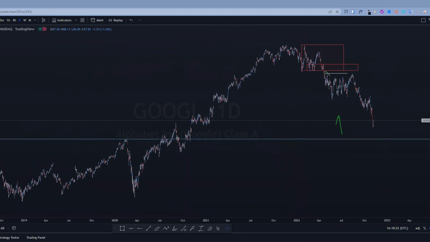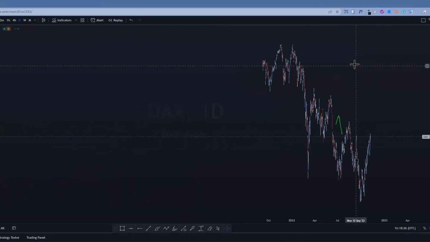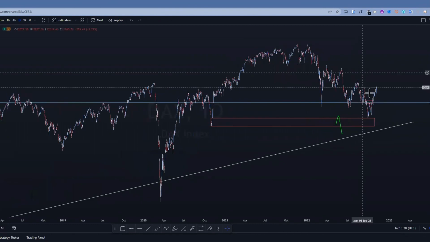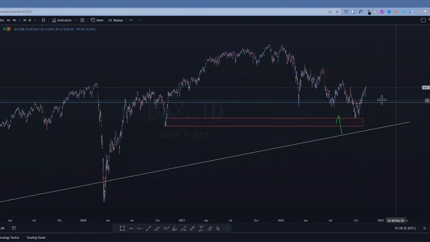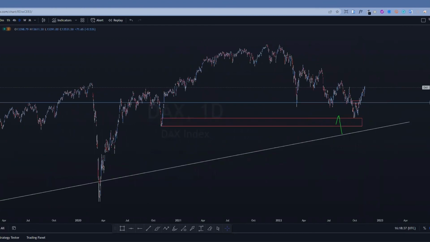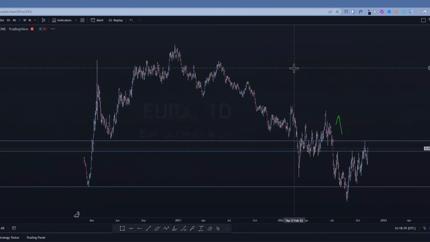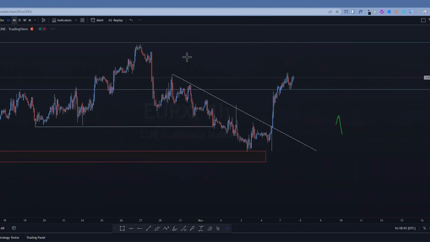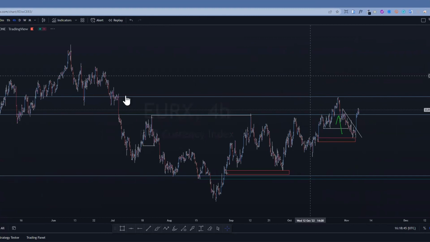Yeah, you can do the same for the indices. You can do the same for gold. You can do the same for oil. You can do the same for any other asset that you trade, right? For example, the euro index that I mentioned, I've been talking about that for a long time, right? It's basically just like that.